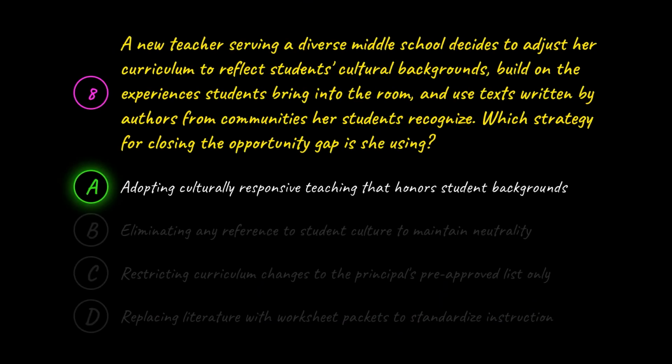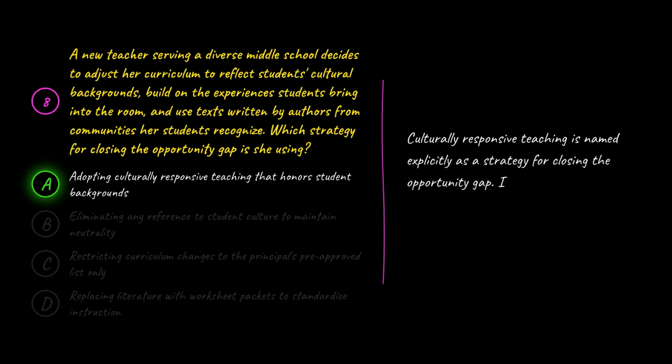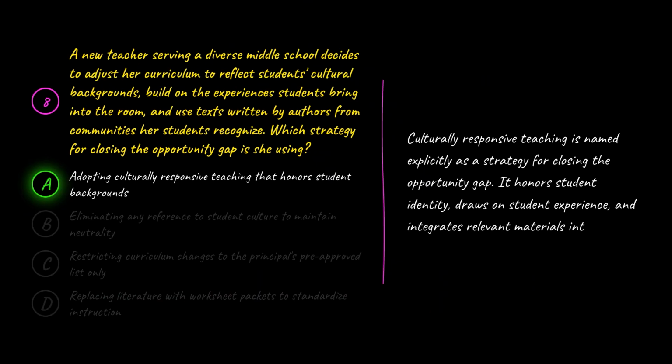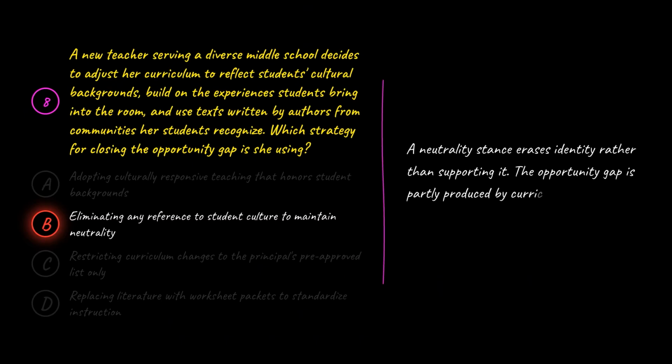The correct answer is A. Adopting culturally responsive teaching that honors student backgrounds. A is correct because culturally responsive teaching is named explicitly as a strategy for closing the opportunity gap. It honors student identity, draws on student experience, and integrates relevant materials into the curriculum. B is wrong because a neutrality stance erases identity rather than supporting it. The opportunity gap is partly produced by curricula that ignore students' lived experiences.